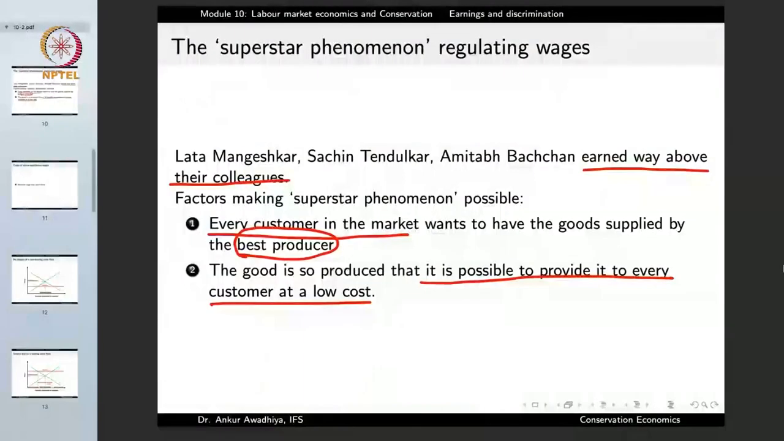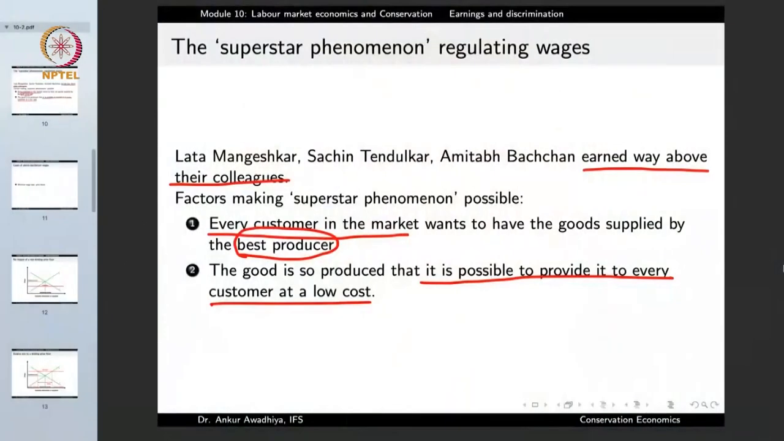And this is something that is not explained by the neoclassical theory of distribution. So this is another factor that modulates the wages that people get in the market. If they are working in a sector that permits them to provide the goods at very low cost, and when they are the best in the field, and they are working in a sector where everybody wants to have the goods or services by the best, in that case they might be earning way above the crowd. So that is the superstar phenomenon.